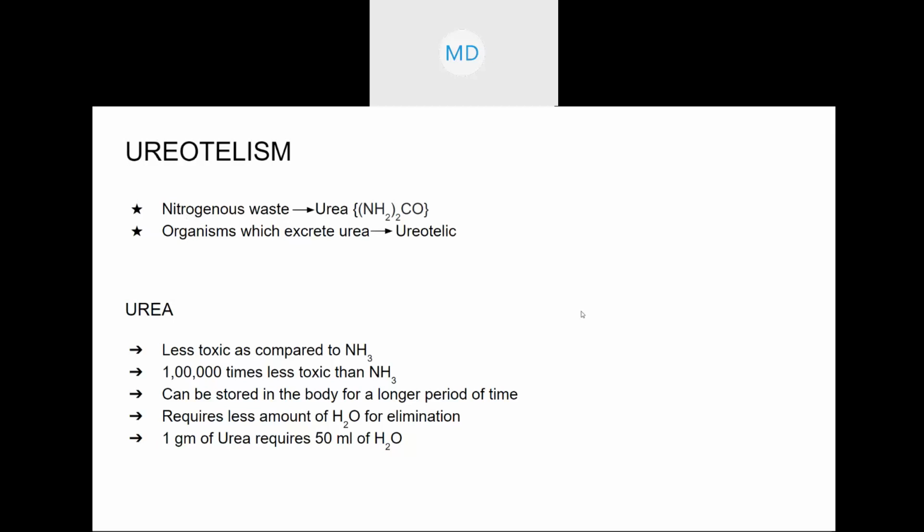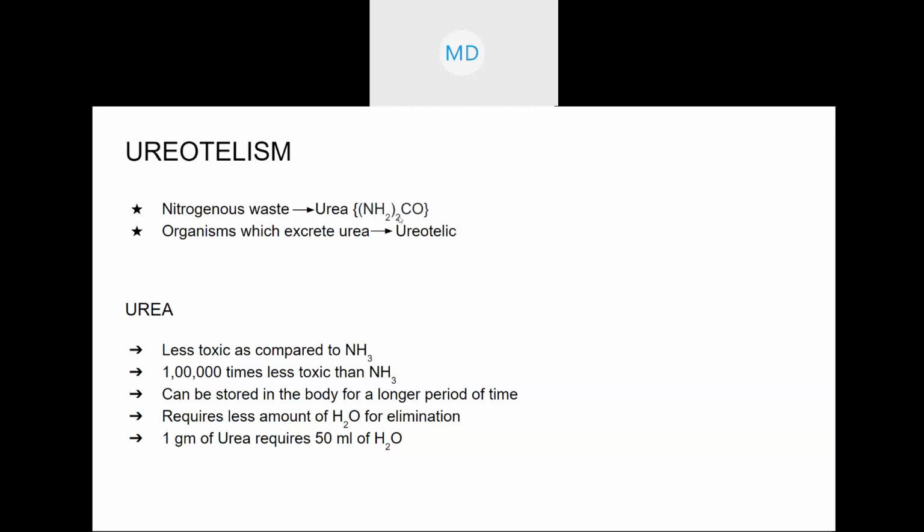Okay. So ureotelism. Listen to it very carefully. The next type of nitrogenous waste is urea, and ureotelism is the process by which urea is excreted. Same as ammonotelism, where ammonia was excreted, ureotelism is the process by which urea is excreted, and so there the nitrogenous waste is urea.